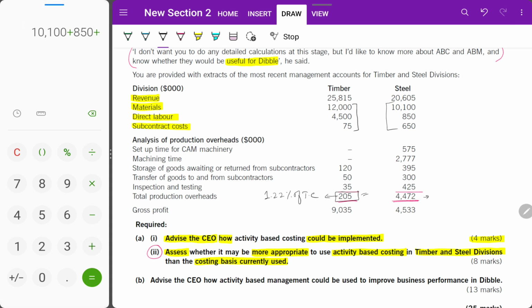Plus 650, plus 4472, 16,072, right? And 4472 divided by 16,072, 27.8%, right? So the timber division is actually total overheads of timber division are just 1.22% of the total cost.